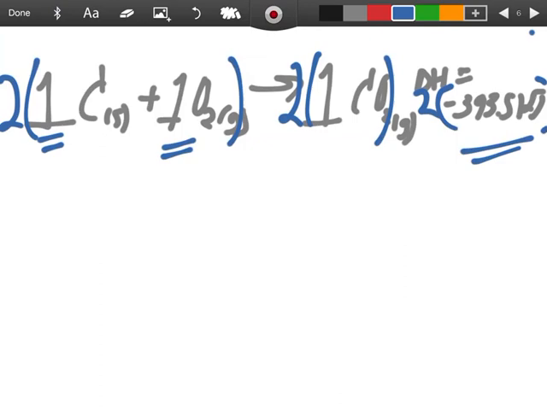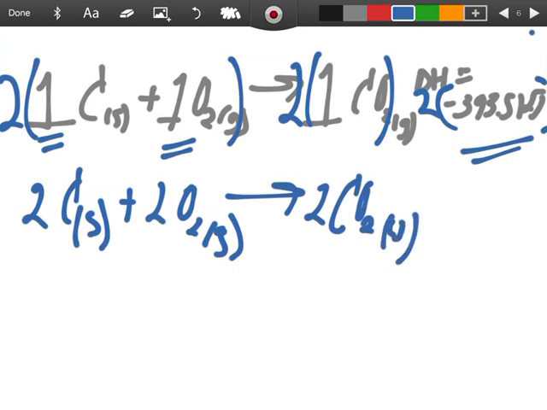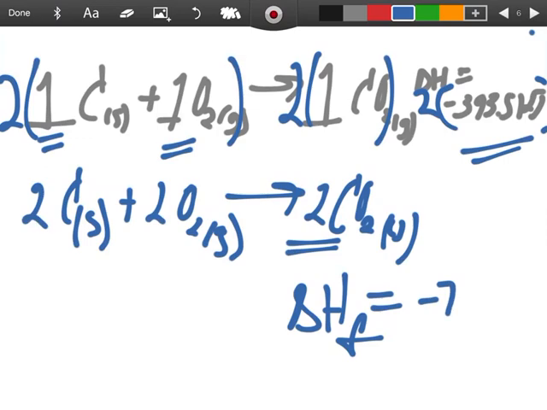So if that is true, and I burn 2 moles of carbon, that is a solid, plus 2 moles of oxygen, that is a gas, what I am going to get are 2 moles of CO2, so nothing new, that is a gas from that perspective. And the amount of energy of formation that I'm going to get for 2 moles is going to be minus 787 kilojoules.